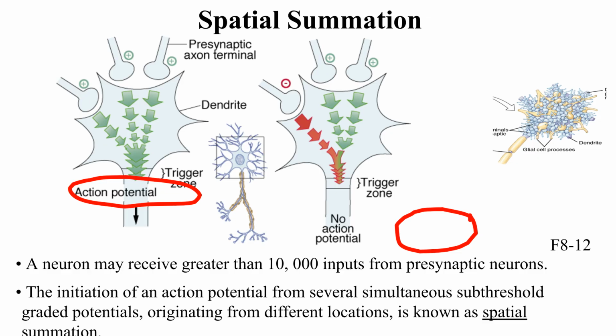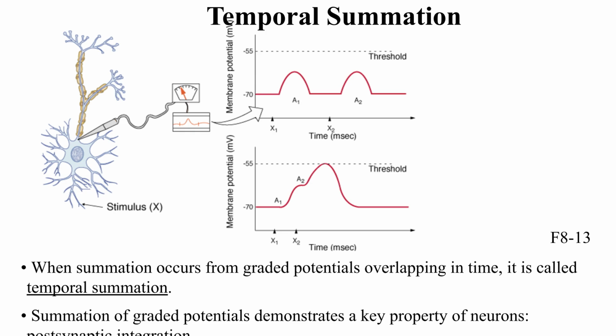A neuron receives many inputs. Spatial summation is the initiation of an action potential from several simultaneous subthreshold graded potentials from different locations. Temporal summation occurs when summation results from graded potentials overlapping in time. Summation demonstrates postsynaptic integration, a key property of neurons.